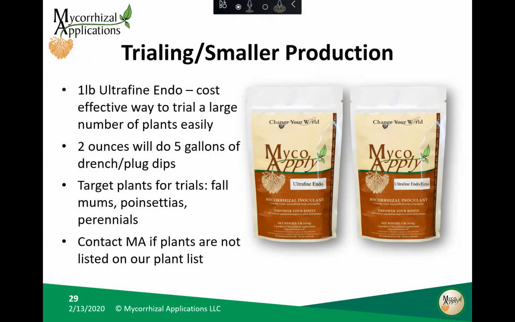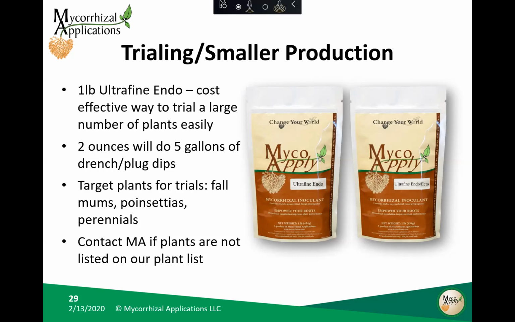Like I was saying earlier, it is 2 ounces per 5 gallons. So you're going to get 40 gallons out of that 1 pound of drench or plug dips, and that's going to go a very long way. It does have a 2-year shelf life with a resealable bag. So if you wanted to do a small trial the first time, we do have some target plants that we suggest, such as fall mums or poinsettias, just because these crops we hold on to for a lot longer in the greenhouse.